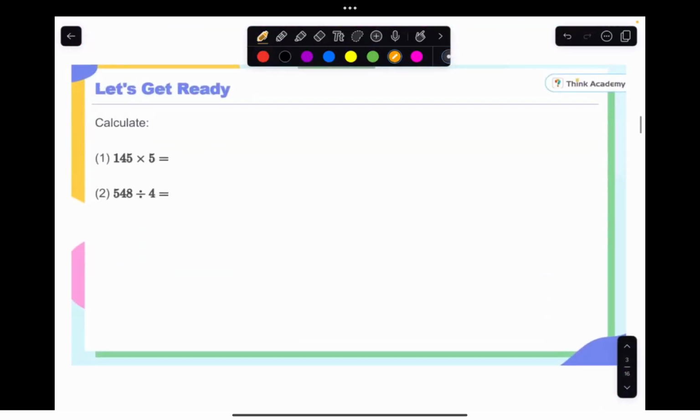Okay, so these are just basic multiplication, nothing special. We just have to guarantee that you know how to do multiplication and division. So let's start from the first one. So the first one is 145 times 5. Okay, let's do it. 5 times 5 is 25, carry a 2. 5 times 4 is 20, adding the 2 is 22, carry another 2. 5 times 1 is 5, 5 plus 2 is 7, so that's 725. Okay, nothing really special for this get ready question. Just make sure you know how to do multiplication and then division.